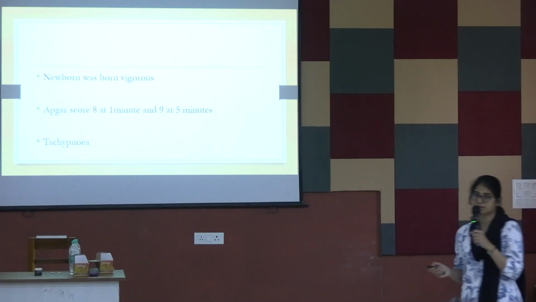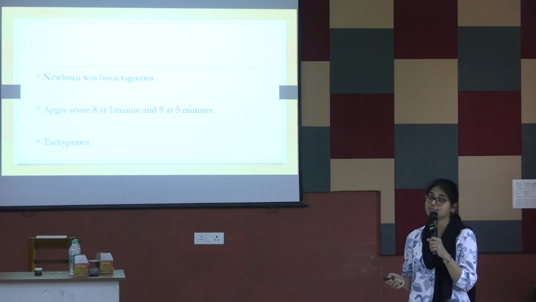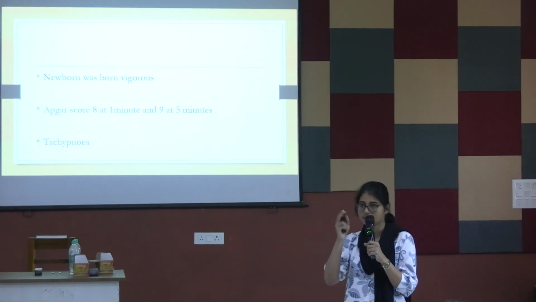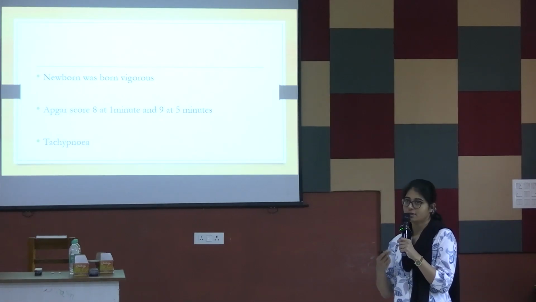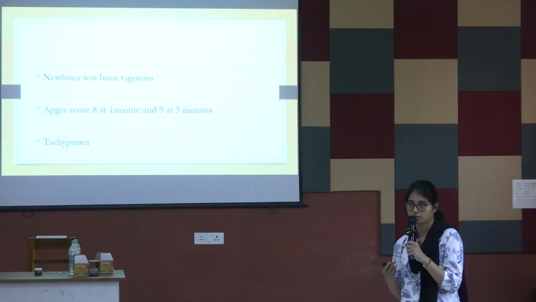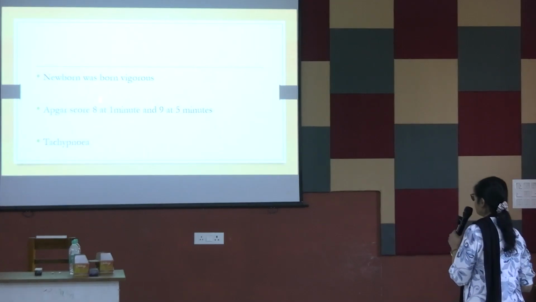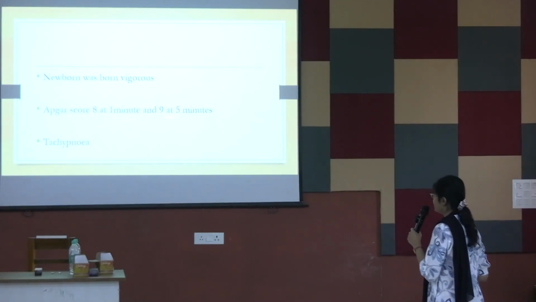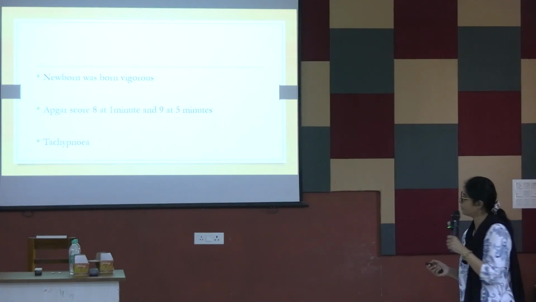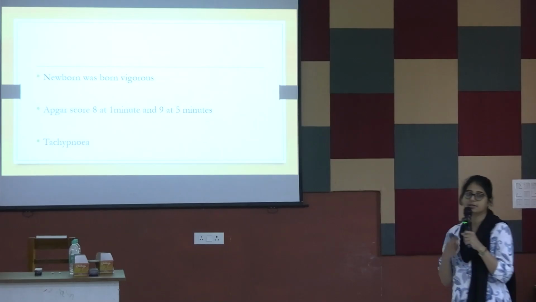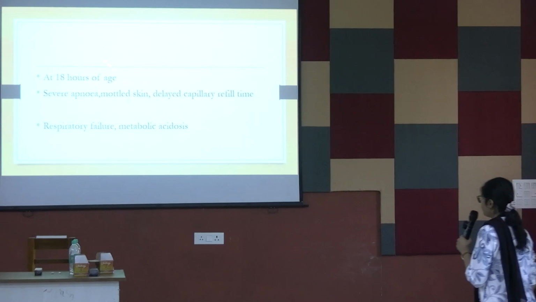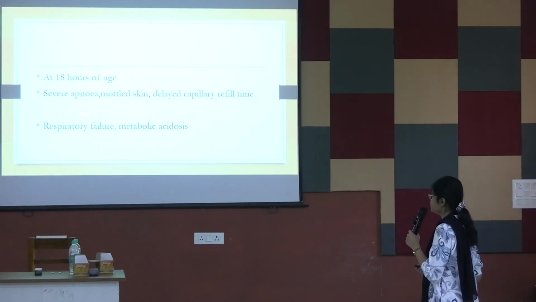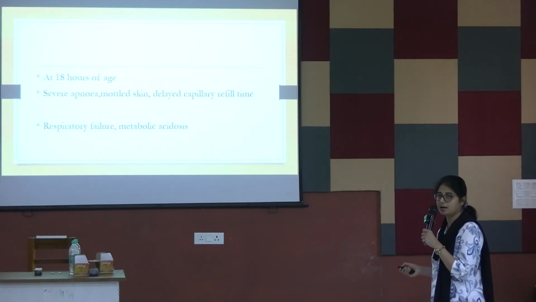Newborn was born vigorous. What do you mean by vigorous newborn? That will be taught in the neonatal resuscitation class. Like heart rate is okay, heart rate is more than 100, respiratory effort is good. Now Apgar score is 8 at 1 minute and 9 at 5 minutes, meaning the baby is okay. But there is fast breathing. Tachypnea was there from the beginning. Then at 18 hours of age, the baby developed severe apnea.